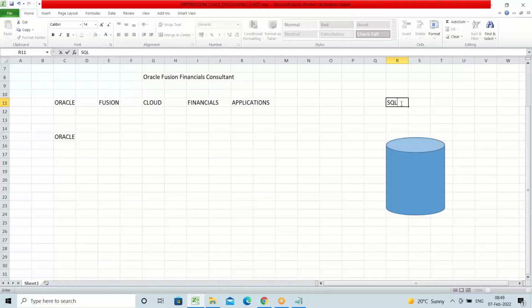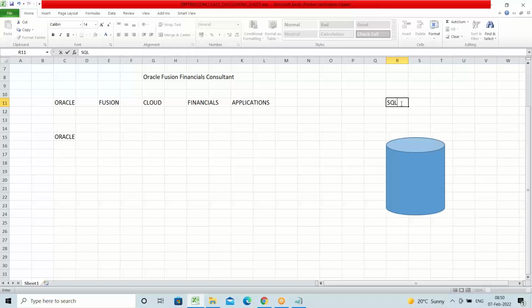SQL, Structured Query Language. By using this SQL, you can easily store the data in the database, fetch the data from the database, and modify the data available in the database. How are we communicating? With the language called English. Now we are discussing everything in English. We all know English. That is the reason we are able to understand.